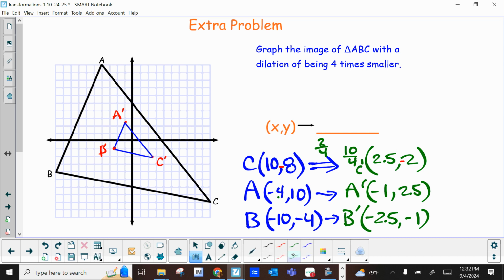So there are a couple of ways you can write this rule. You can write it either like this, x over 4, because we divided by 4, or some people will write it like this: 1/4 times x, comma, 1/4 times y. Both of those mean the exact same thing. And that is all your transformation notes.